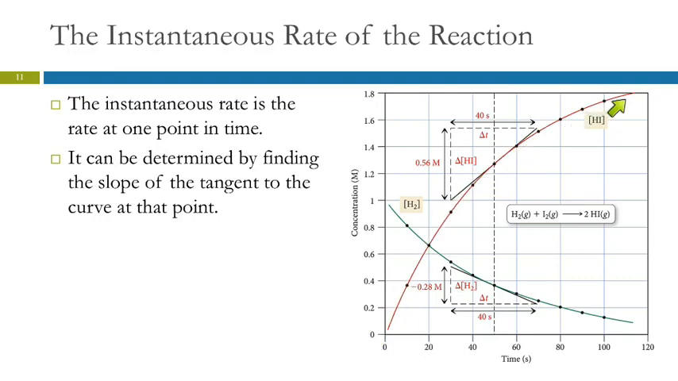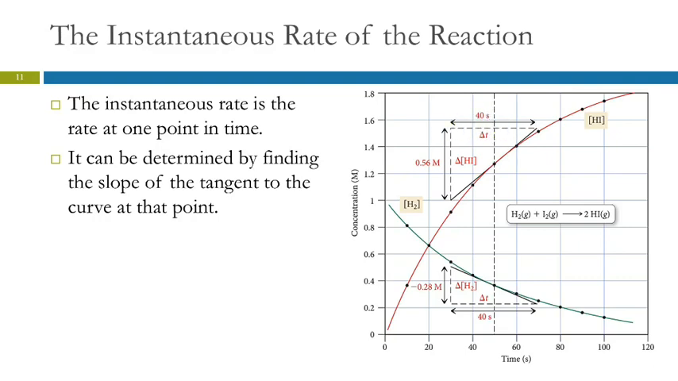But we can measure the rate at any given point in time by drawing a line that's tangent to the curve and finding the slope of that line. So here we're looking at, remember, slope is rise over run, so the change in the height, the change on the y-axis, divided by the change on the x-axis.